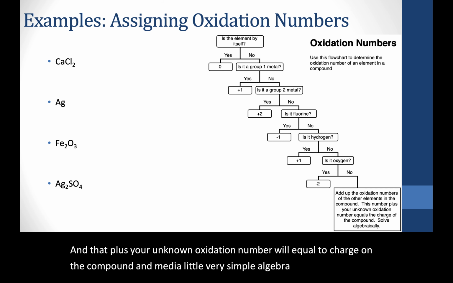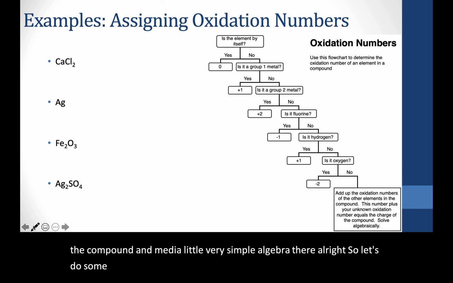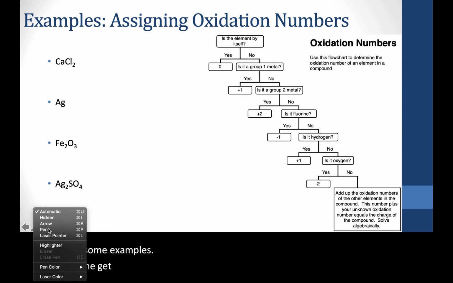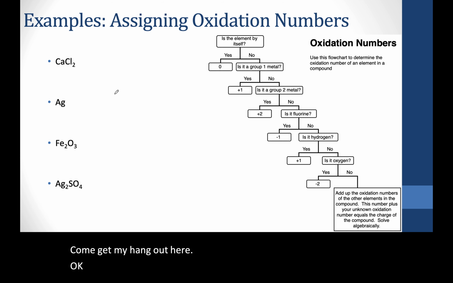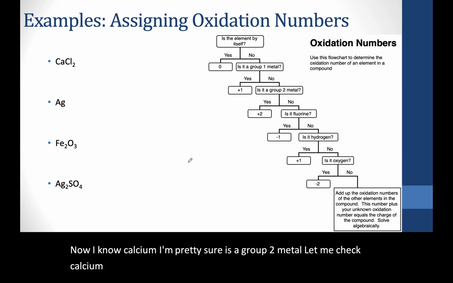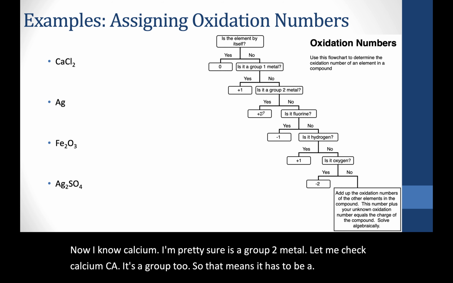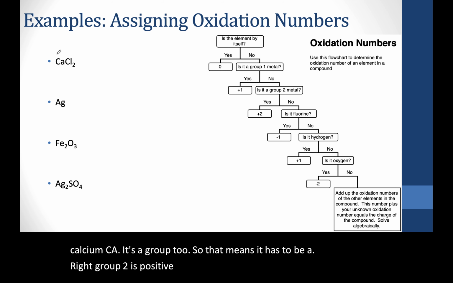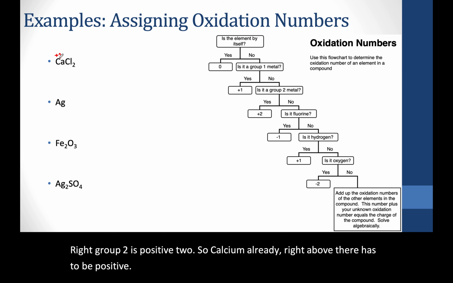All right, so let's do some examples. Get my pen out here. Okay, so CaCl2. So I'm looking at this, right? Now I know calcium, I'm pretty sure, is a group 2 metal. Let me check. Calcium, Ca, yep, that's a group 2. So that means group 2 is positive 2. So calcium, I'll write it right above there, has to be positive 2.